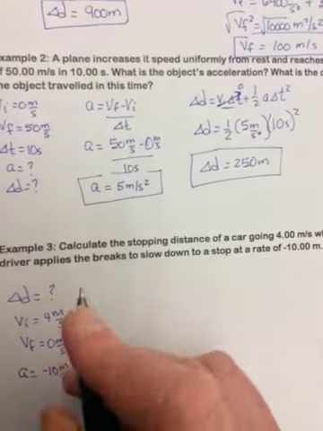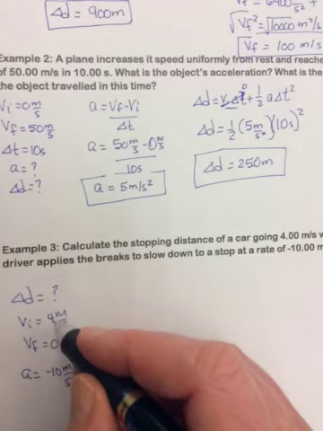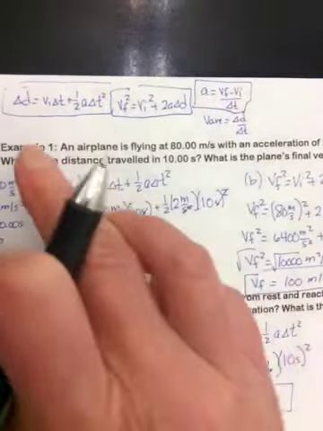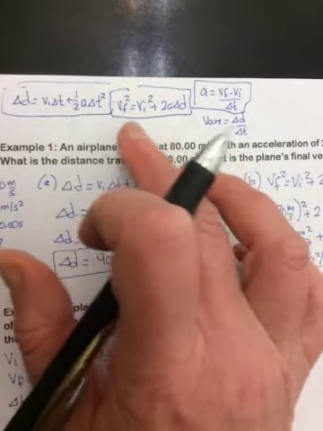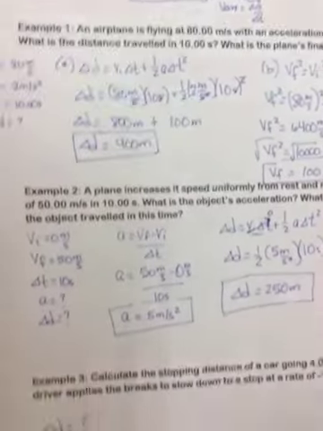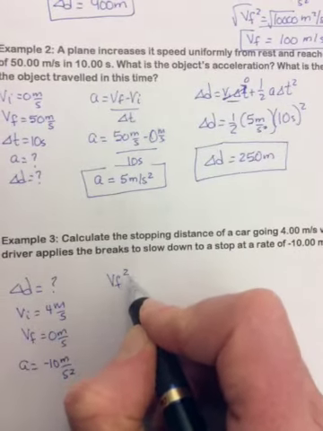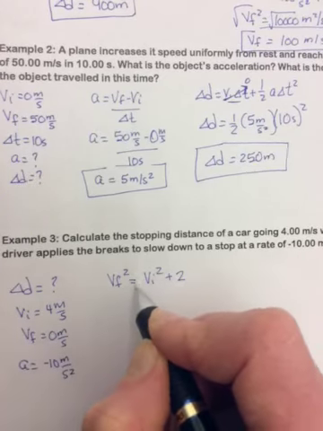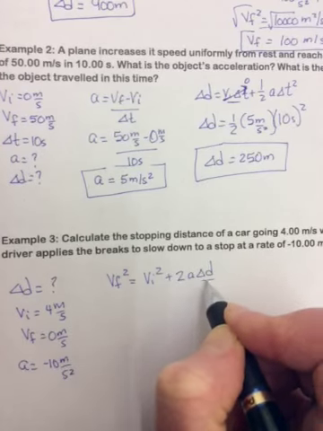Okay, so what equation do I know that has a delta D, a VF, a VI, and an A? When I go up here, can't use this one because I don't have time, but I can use this one, right? So the VF squared equation does not have time in it, so we use it often when we aren't given a time and don't need to find it. Okay, so VF squared equals VI squared plus 2A delta D. And I'm looking for delta D.